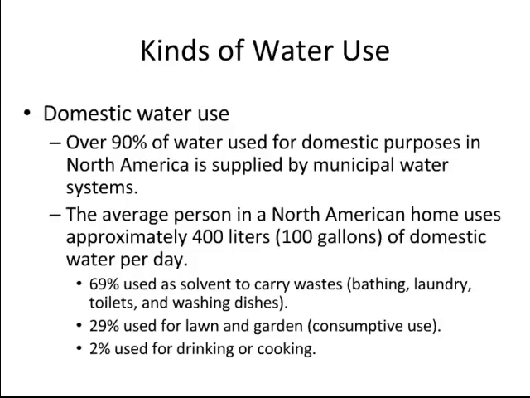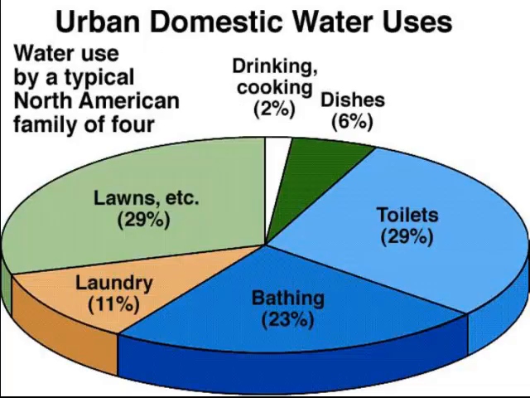Now most of that water is not used for drinking and cooking. Most water is used just as a solvent to carry away wastes. So when we look at the next slide, we can see that washing the dishes, carrying away food particles, carrying away wastes as urine and feces, washing soil off of our body and hair or out of our clothes is what we use most of the water in our areas for.